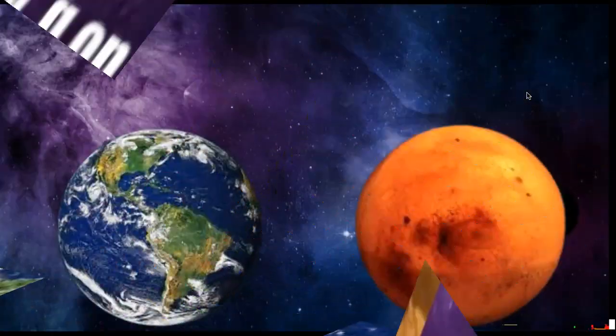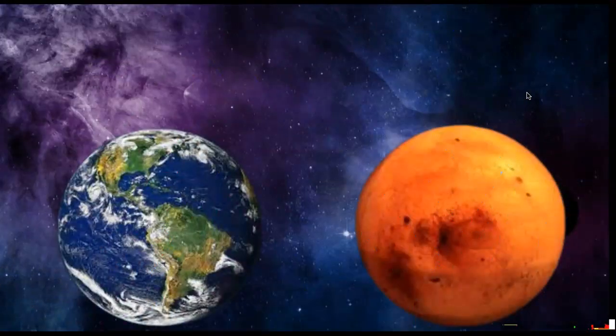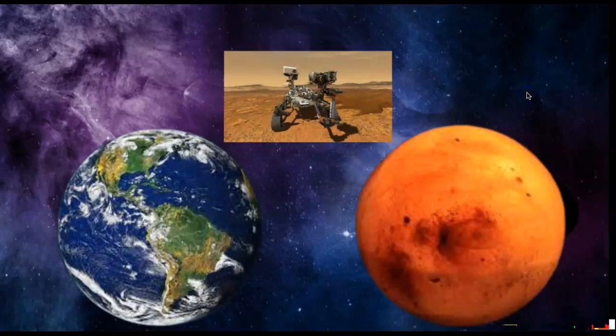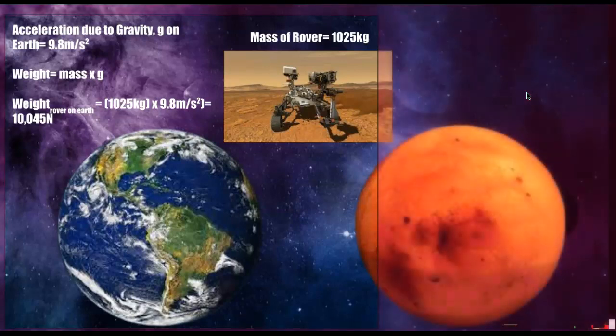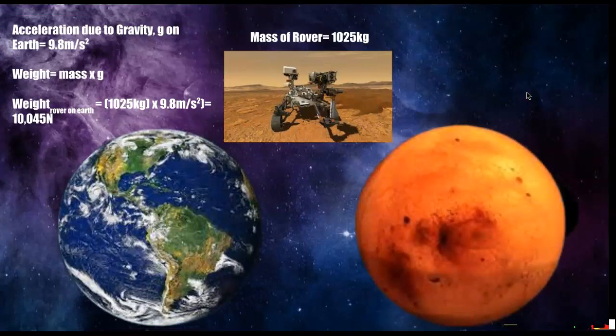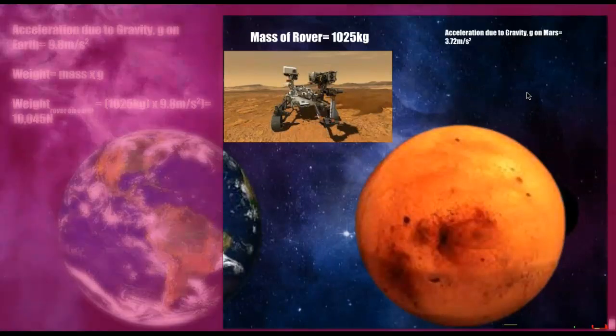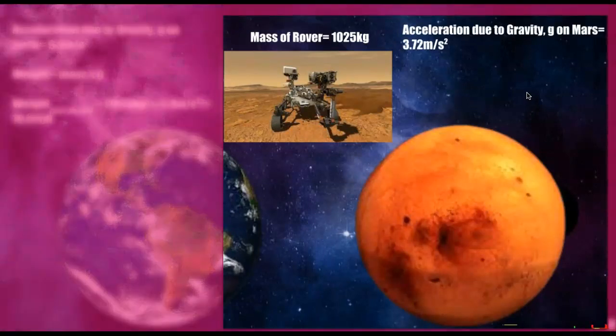Now let's look at what happens to weight if we go from one planet to another, where my g, my acceleration due to gravity, will be different. So now let's think about my Mars rover, which again has a mass of 1,025 kilograms. As a quick reminder, on Earth the gravitational pull is pulling on the rover with 10,045 newtons of force. Now, once this rover is shot out into space, landed on Mars, and is roving the surface for signs of life, let's see what the force of gravity on the rover is there.